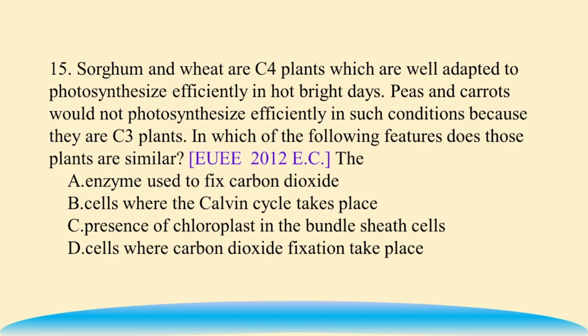A. The enzyme used to fix carbon dioxide. B. The cells where the Calvin cycle takes place. C. The presence of chloroplasts in bundle sheath cells. D. The cells where carbon dioxide fixation takes place.